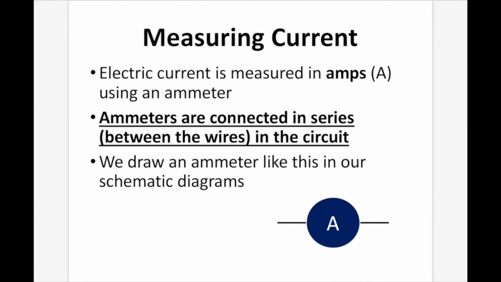Measuring current. Electric current is measured in amps using an ammeter. Ammeters are connected in series, that's between the wires inside the circuit. And we draw an ammeter like this in our schematic diagrams. Let's just say we have a light bulb, and then we want to measure the current through that area. We would draw a line, we would draw an A, and then we would draw another line like that. So you can see how it's inside the circuit.